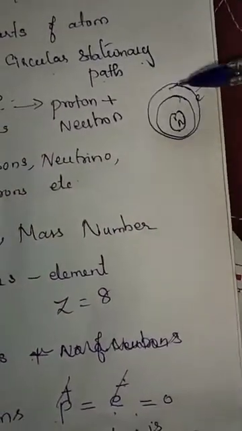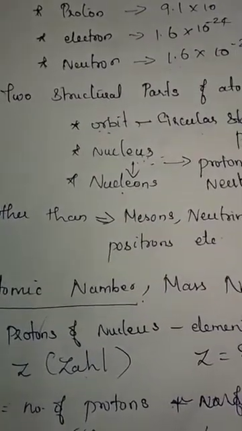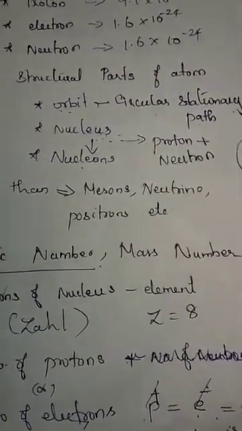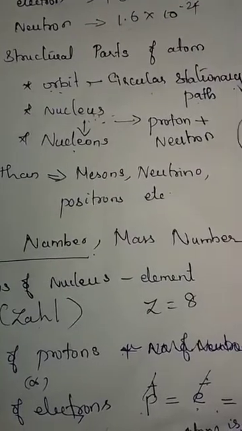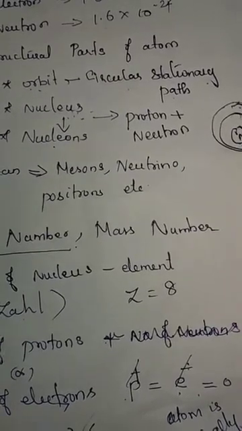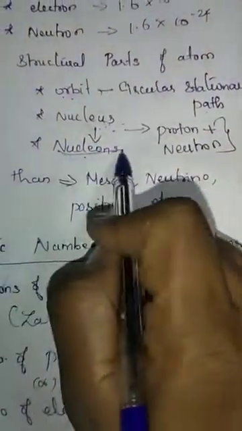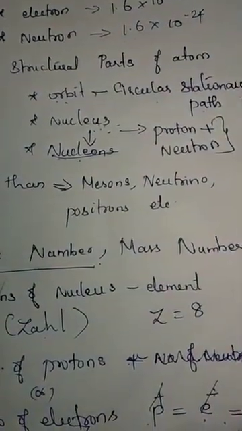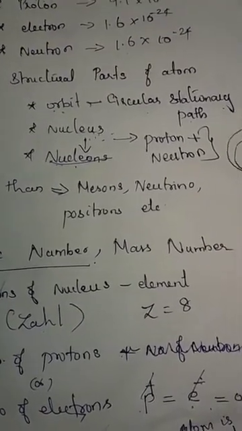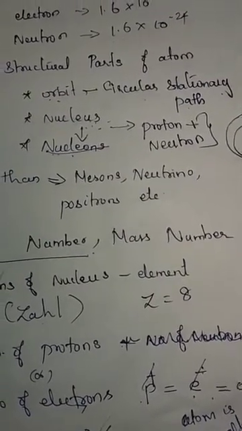What are they? Nucleus and orbit. So orbit means what? Important two mark question: they are the stationary circular paths in which electrons revolve around the nucleus. And inside the nucleus, what things are present? It contains proton and neutron. Good. This proton and neutron together are called nucleons. So students, the two important parts of the atom are orbit and nucleus. The components present inside the nucleus are collectively called nucleons.